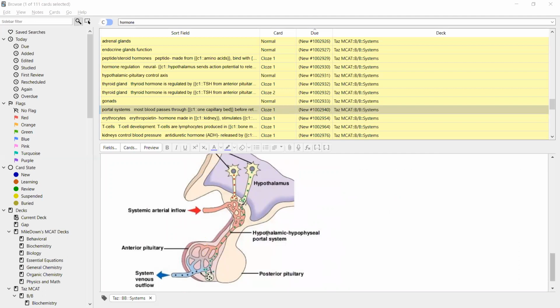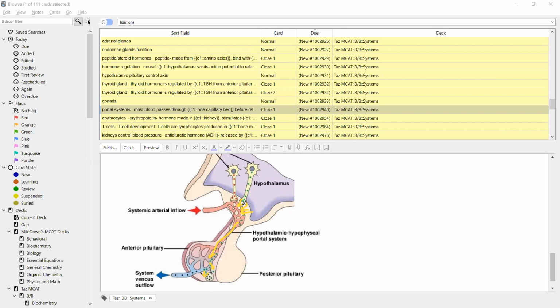And it's called the hypothalamic hypophyseal portal system. What's happening? Well, the hypothalamus is putting the hormones into the capillary bed here, right? The blood travels down, gets to the pituitary, and then it releases the hormones into the pituitary.